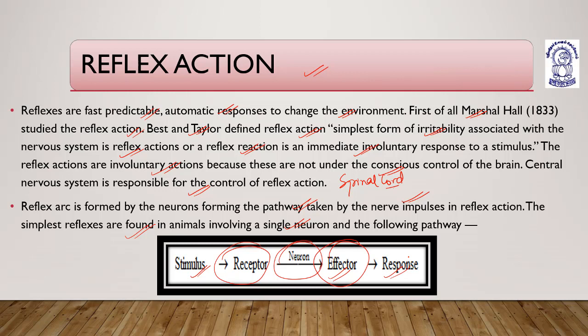So the reflexes are fast, predictable, automatic responses to change in the environment. First of all, Marshall Hall in 1833 studied reflex action. Best and Taylor defined reflex action as the simplest form of irritability.